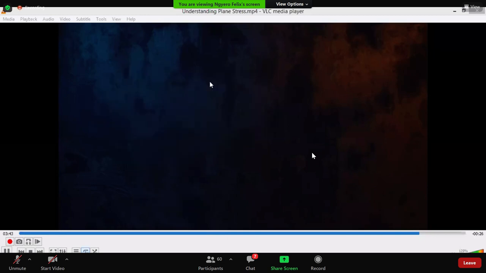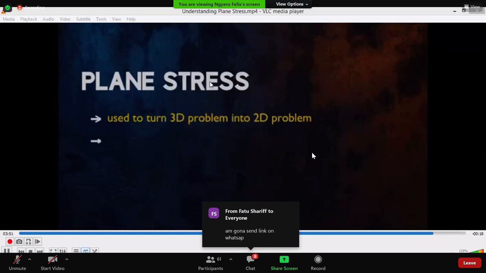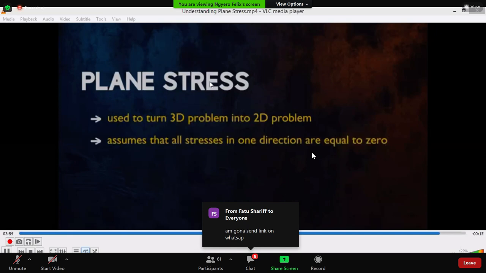So, to summarize, plane stress is a simplification which can be used to turn a three-dimensional solid mechanics problem into a simpler two-dimensional one by assuming that the stresses in one direction are equal to zero. It is normally applicable for thin structures which are loaded in a single plane.